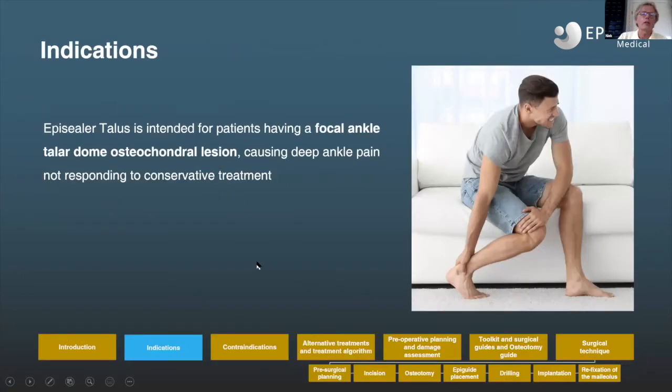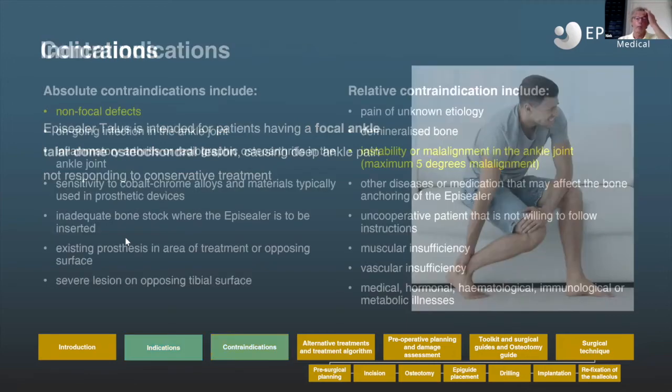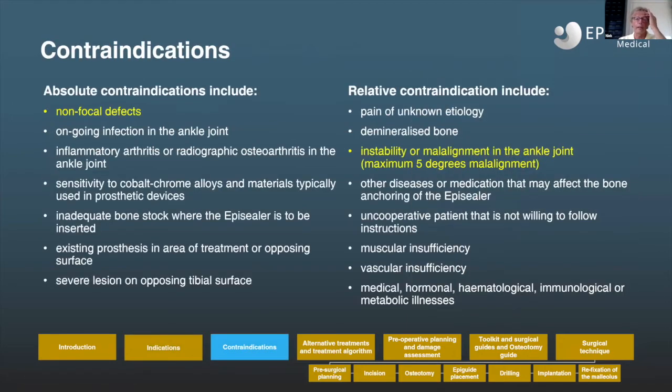So the indication for the Episealer is a patient with a focal osteochondral defect of the talus, which does not respond to conservative treatment. And obviously we have contraindications, and you can read them through, but the most important is that it should be a localized defect and not an arthritic joint.